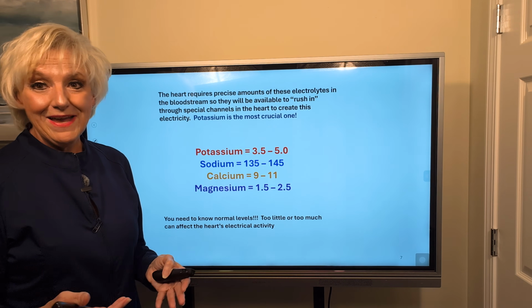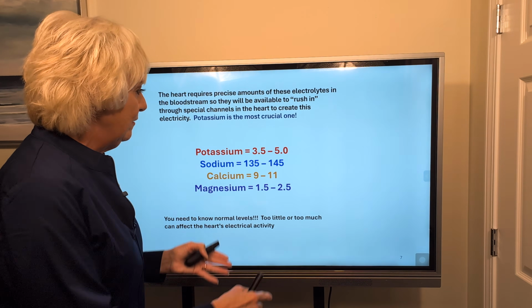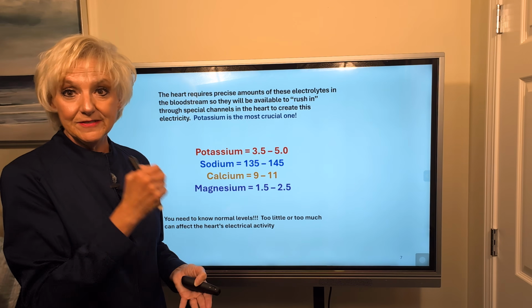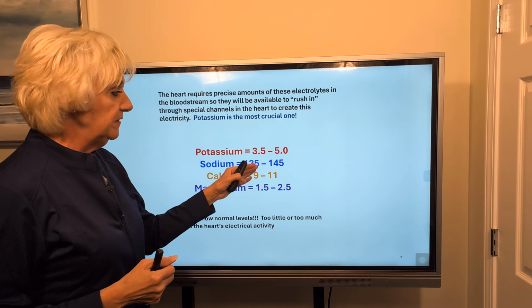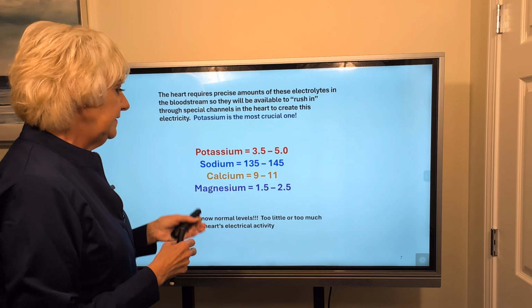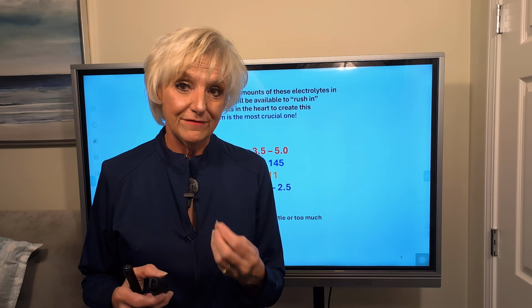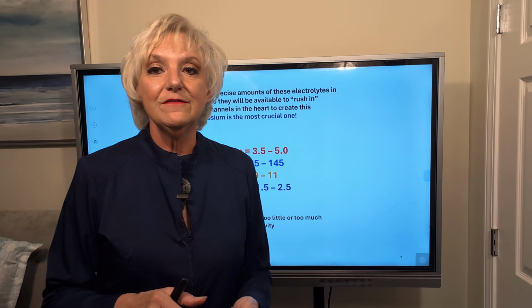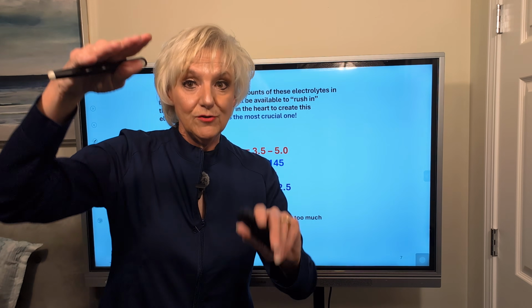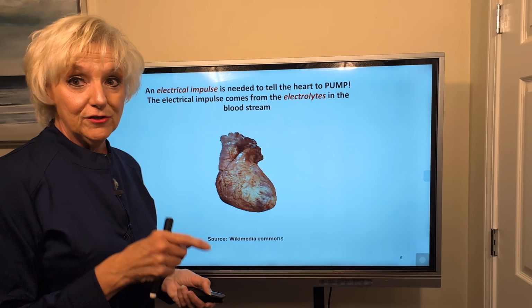And here are the four main electrolytes in our bodies that nurses have to know. We need normal amounts of these electrolytes: potassium, sodium, calcium, and magnesium. You have to know these normal values. I'm not going to go over them now, but you can see them. Of all of these, they're all important, but potassium is the most crucial for our heart to function, and nurses should know that, because if any electrolyte, especially potassium, gets too high or too low, the heart is going to get upset, and it could be fatal.